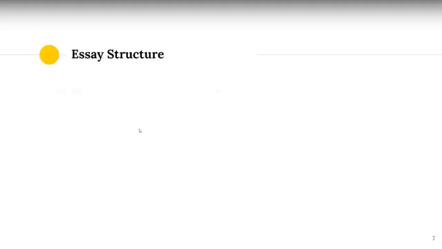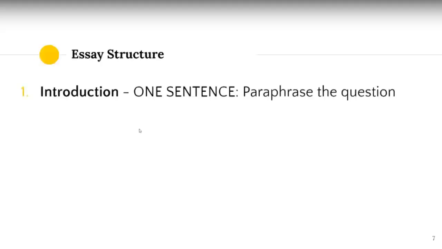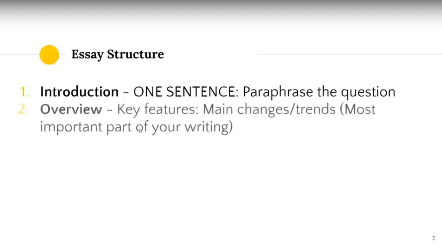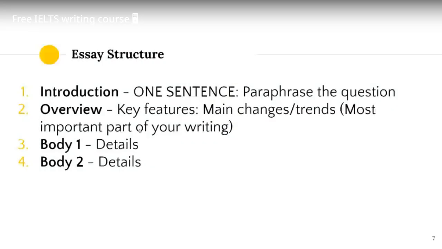In the introduction, you write one sentence and just paraphrase the question. In the overview, you include key features, like main changes and trends. This is the most important part of your writing, and we'll talk about this overview and the body paragraphs in this lesson. In body 1 and body 2, you have to give details, and we're going to look at each paragraph throughout this course.